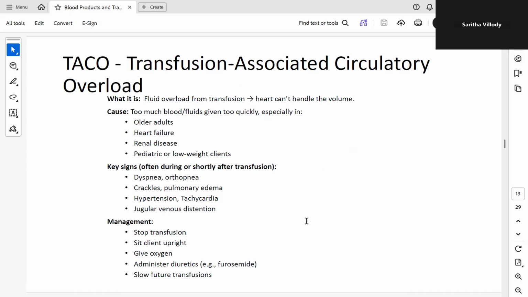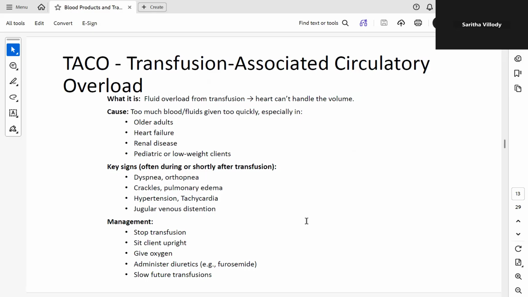So let's look at TACO, or transfusion-associated circulatory overload. This is a common condition when there is fluid volume overload. The heart cannot handle the excessive volume. So too much blood or fluid given too quickly, especially in patients who are elderly, have a history of renal disease or heart failure, or pediatric patients, they could go into transfusion-associated overload pretty quickly.